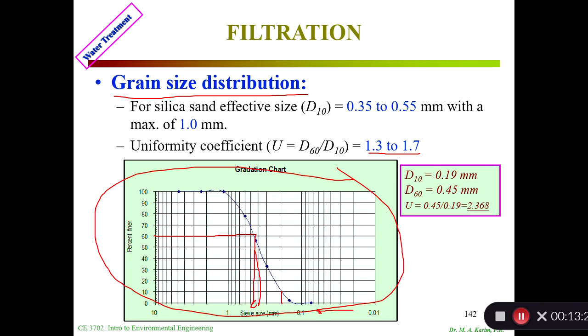Okay, so this is the amount. This would be 0.1, 0.2, 0.3, 0.4, so it would be 0.45. And the uniformity coefficient is 2.368. For this distribution, it looks like it is more than whatever is required, so then we have to change it. We may not be able to use this one because it doesn't meet the uniformity coefficient range that we have. So this sand may not be good.